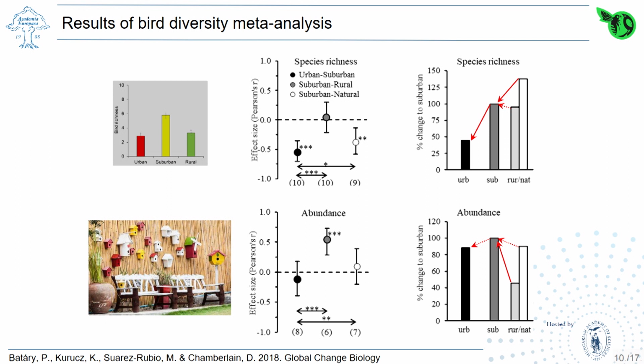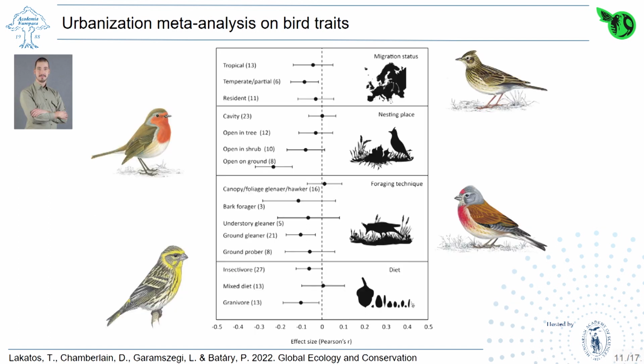In the abundance, there is basically no difference between urban, suburban, and natural habitats. But this suggests, from the increase from the rural to the suburban, that rural areas with large-scale agriculture and intensive management are relatively empty of birds. So now I also show you shortly four other meta-analyses, only the main outcome.